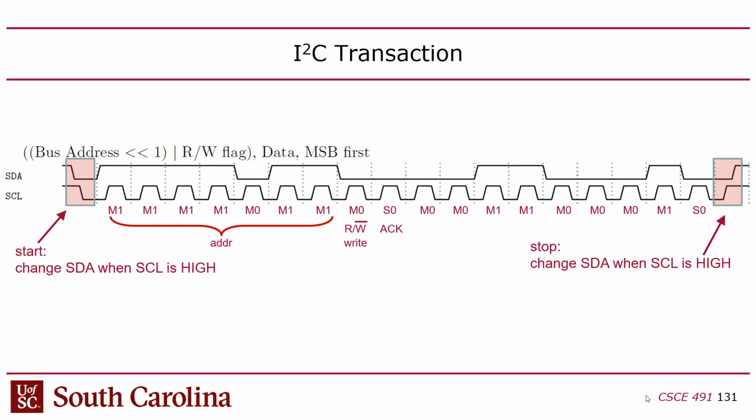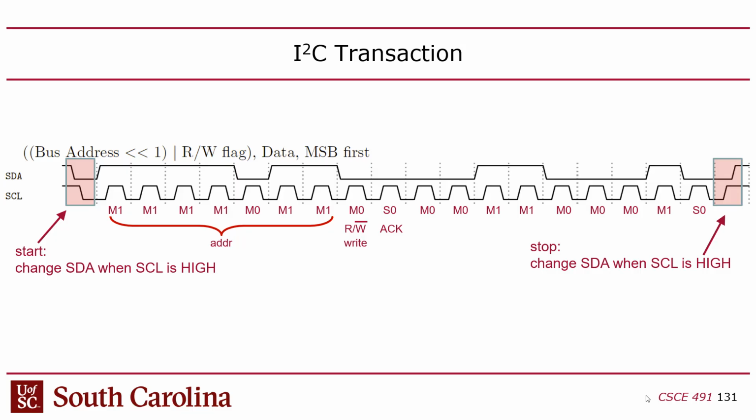Okay, so I've put some annotations here. So I've got the start and the stop. And remember that the start and the stop is not a bit. It's more of an event. So I don't have a whole bit time highlighted here. This is not meant to represent a bit. It's meant to represent two signals changing relative to one another. The M stands for master, and then the bit that the master's sending. And then here we have slave 0, which is the ACK.